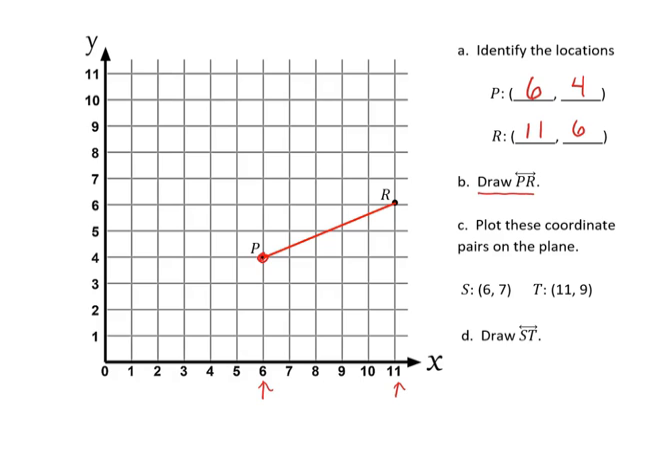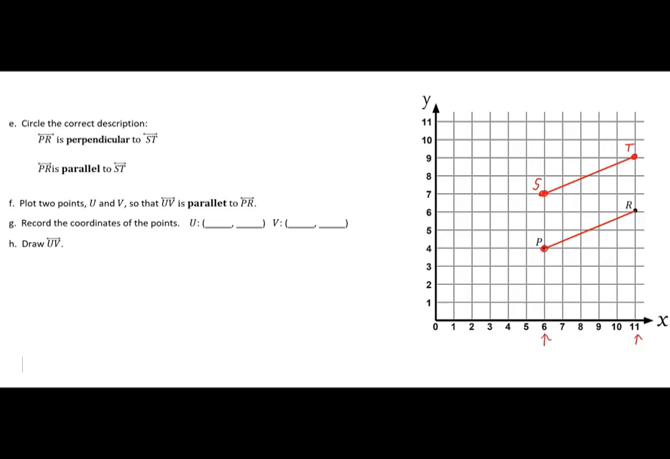So there's line segment PR, and now I'm going to plot some more points on the plane. The next point will be point S, and that's found at 6, 7. So I'll go over 6 and up 7 and call that S. The next point is T, which is 11, 9. So I'll go over 11 and up 9 and call that T. And now I'll connect those points. And there I have ST. Let's go on to the next question.